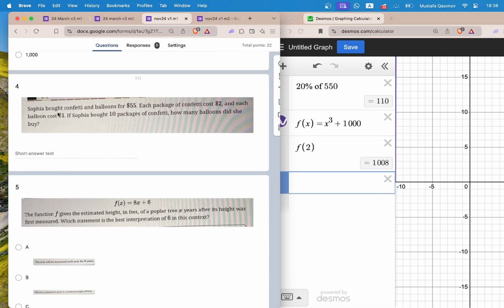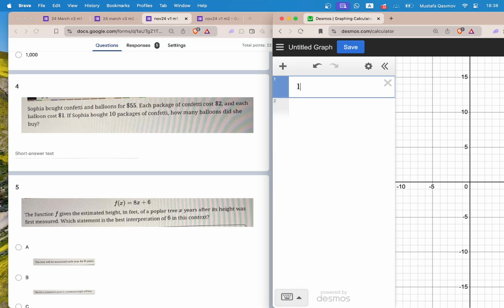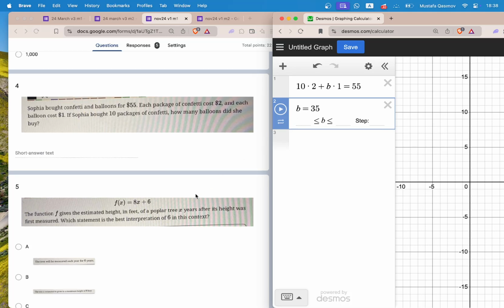4. Sofia bought confetti and balloons for $55. Each package of confetti costs $2 and each balloon is $1. If Sofia bought 10 packages, it means that we have to multiply 10 by 2. Then we have to add number of balloons multiplied by 1. Then it is equal to 55. Then B is equal to 35. It's solved.